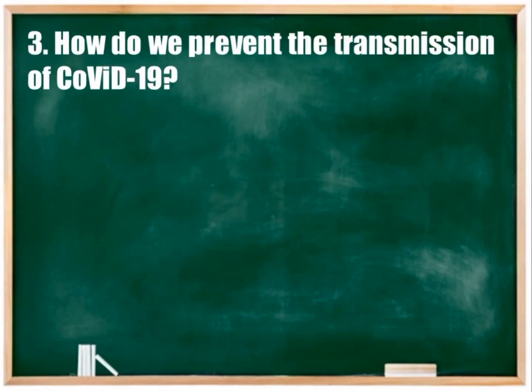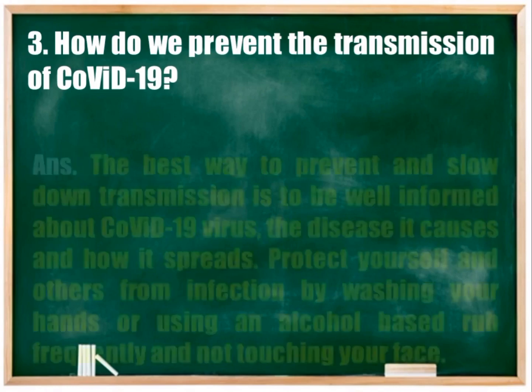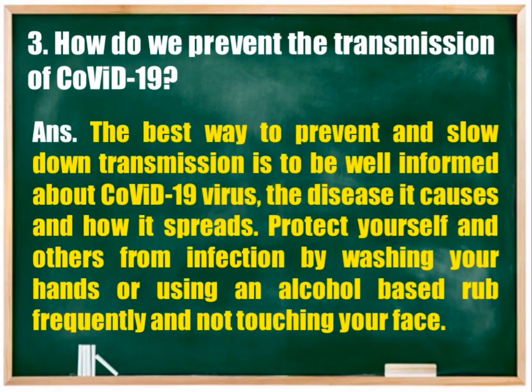Number 3. How do we prevent the transmission of COVID-19? Very good! You will find the answer in the third stanza. The best way to prevent and slow down transmission is to be well informed about COVID-19 virus, the disease it causes, and how it spreads. Protect yourself and others from infection by washing your hands or using an alcohol-based rub frequently and not touching your face.